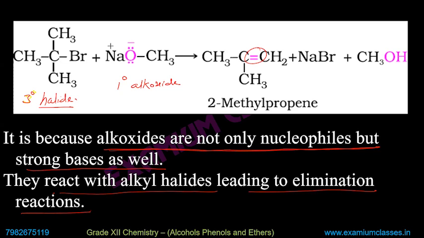Now you might ask why it does not happen in the opposite case, when we have a tertiary alkoxide and a primary halide. For that, you need to recall the mechanism, how the SN2 reaction works. In SN2 reaction, if you remember, the attack is from one side and the group leaves from the other side. It is inversion of the group, which means the attack by the nucleophile should be possible.